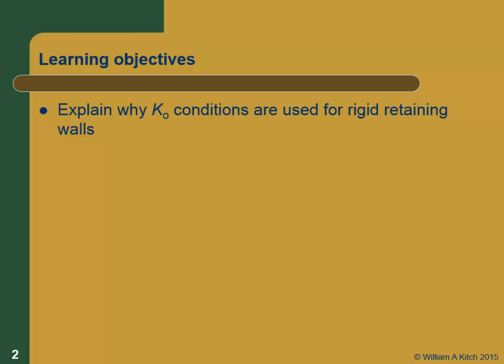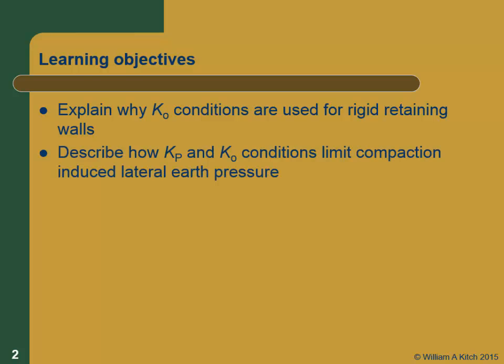So one of the learning objectives is for you to be able to explain when K-naught conditions exist and when they don't. We're also going to start covering non-moving walls. And then you need to be able to explain why the limits on the compaction-induced earth pressure you might get correspond to either the passive case or the at-rest case, and we'll walk through that.